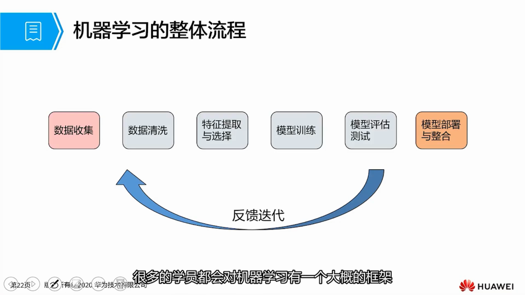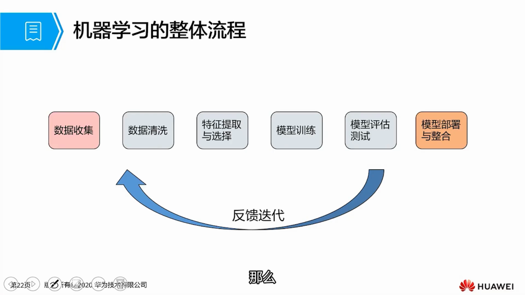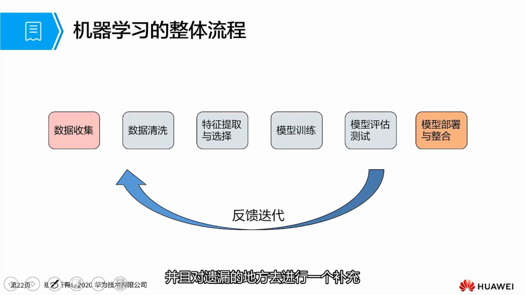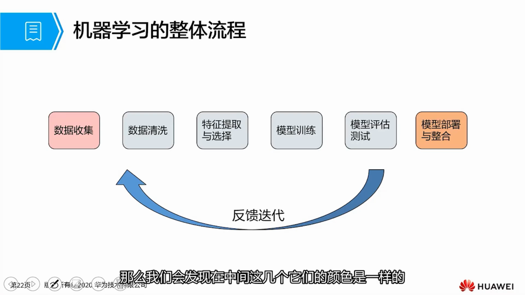I believe that through the learning in the previous two sections, many students will have a general framework for machine learning. So the purpose of this section of study is to strengthen the rough framework you have already formed and make up for the missing parts. So the overall process of machine learning, that is, the various parts listed on this slide: data collection, data cleaning, feature extraction and selection, model training, testing and evaluation, final deployment and integration.